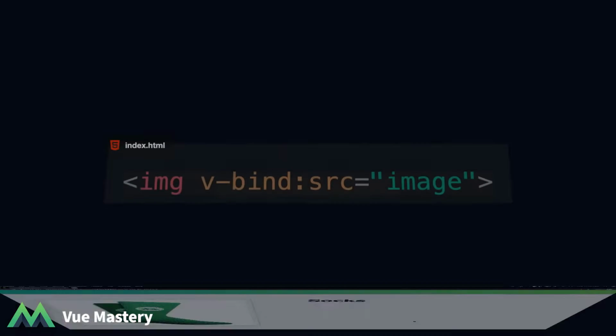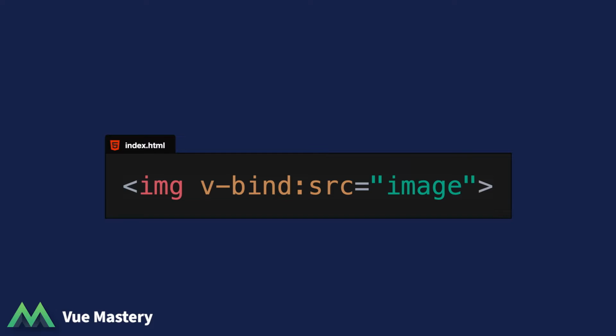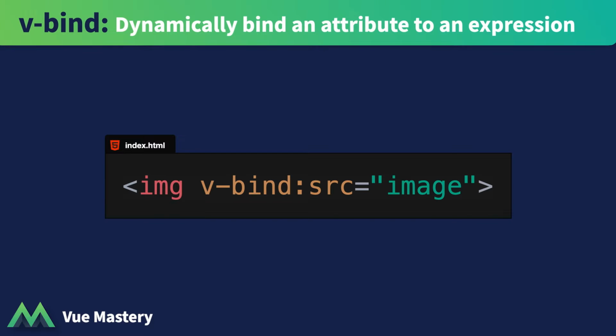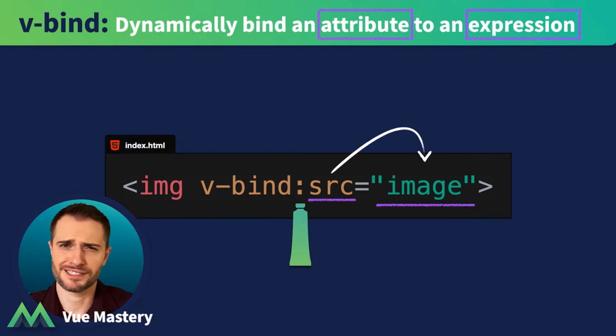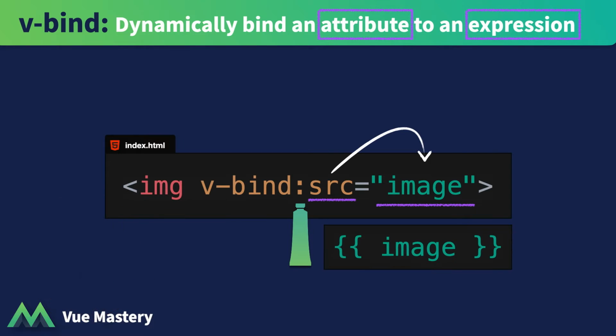So let's understand how v-bind works. We use v-bind to dynamically bind an attribute to an expression. In this case, the attribute is src, and the expression is here in the quotes. So we've created this bond between the attribute and the value of the expression. If you're thinking to yourself, this doesn't look like a JavaScript expression, you can imagine it looking like this. Because underneath the hood, Vue is going to evaluate this just the same.